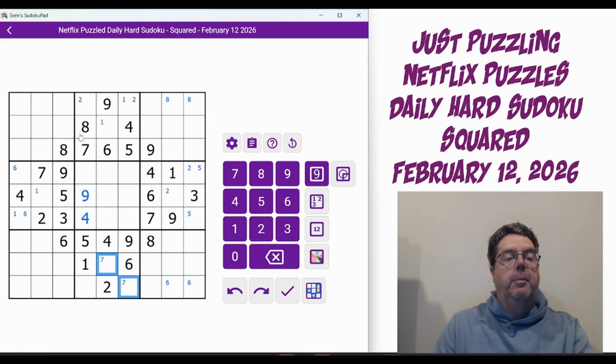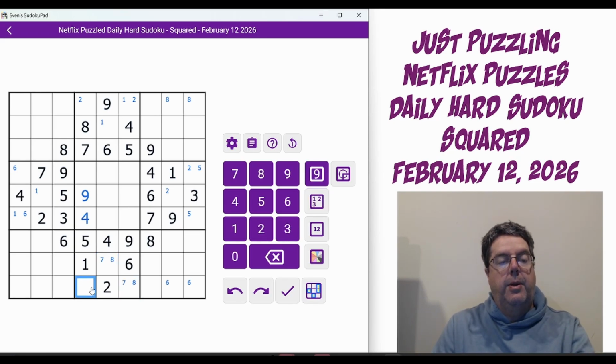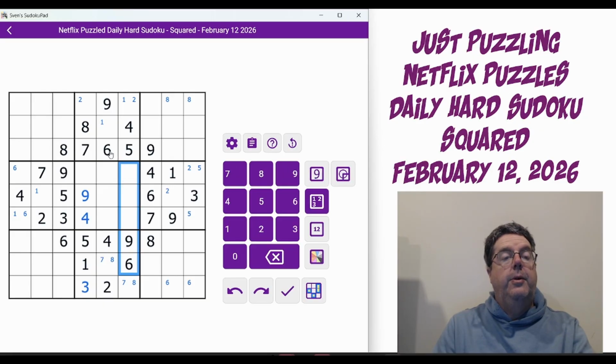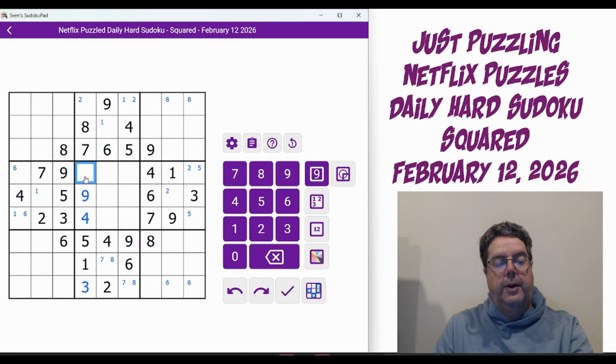And 8 can't be here, which is interesting. So that's a 7, 8 pair. So that means this is 1, 2, 3. So this is going to be a 3 here. Alright, so 1, 2, 3, 4, 5, 6. So now 6 comes up here, 6 comes down here, and this is a 6 here.